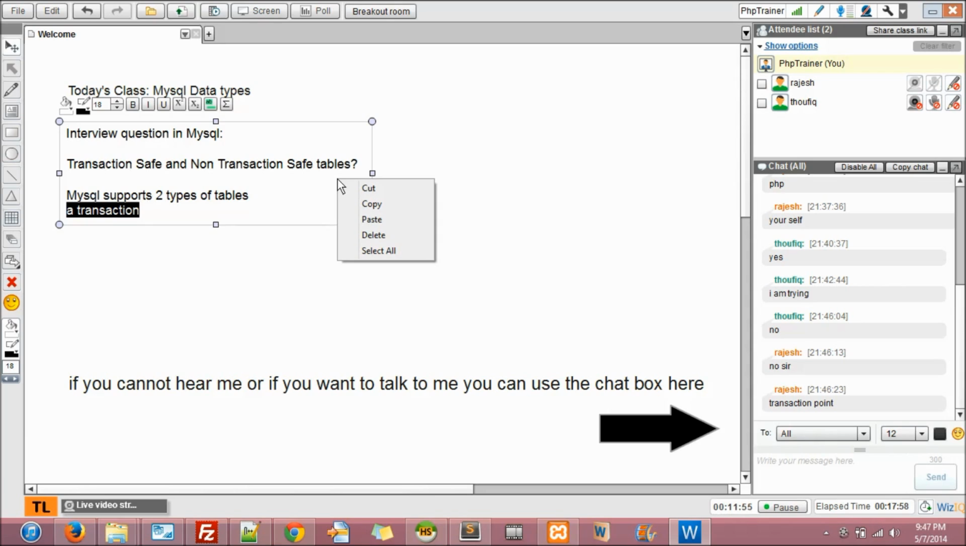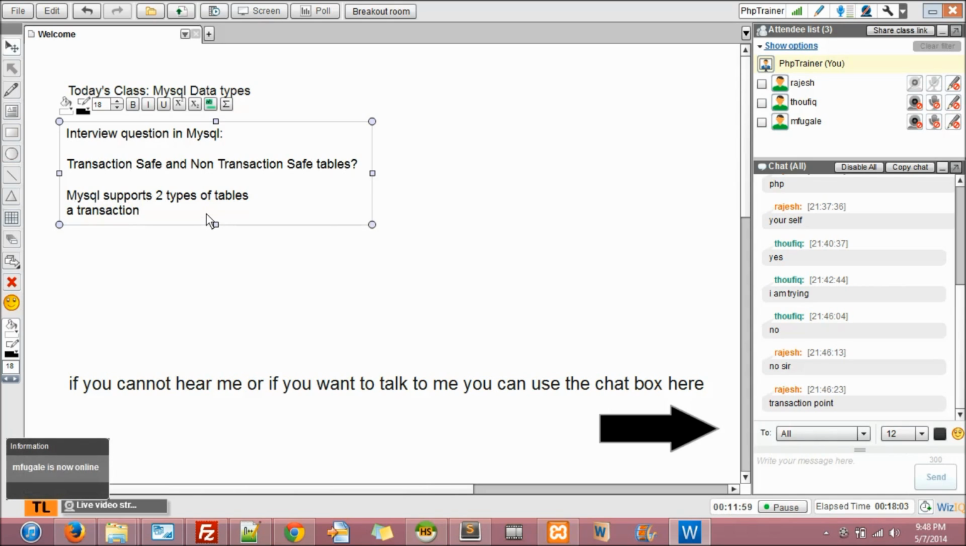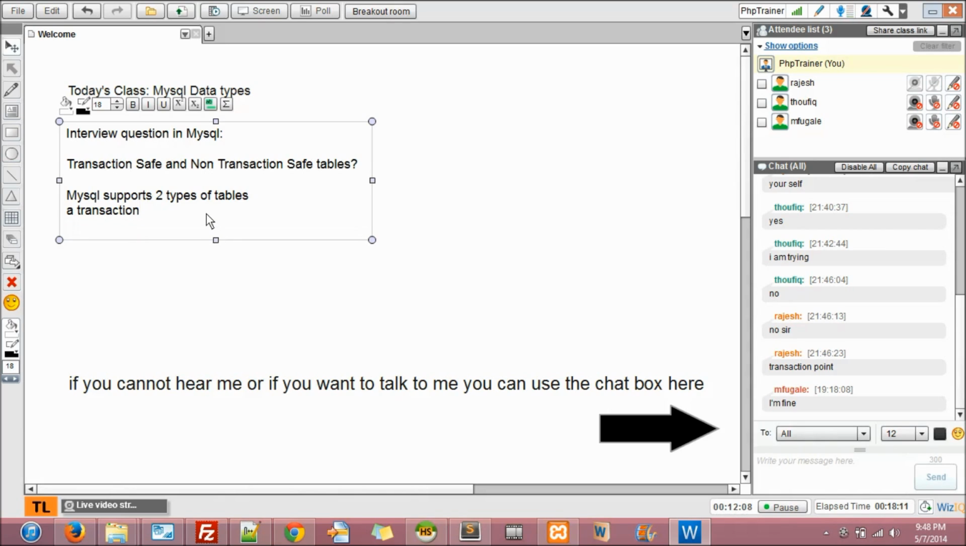So yeah, transaction safe and non-transaction safe. Now let's talk about transaction safe first. What happens in transaction safe is it keeps the transaction safe. That is in plain English. So what does that exactly mean? That means every transaction is temporary.